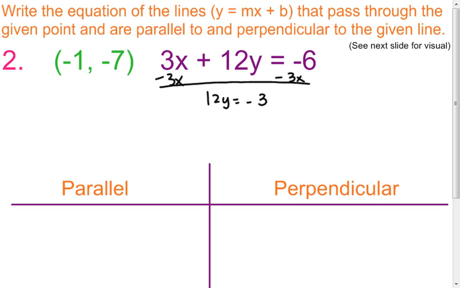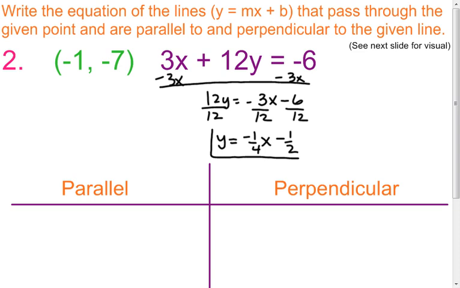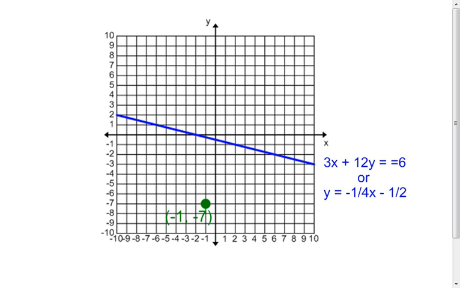And then I have 12y equals negative 3x plus 6. And then I would divide by 12 all the way across. And I'll get y equals negative 3 over 12 reduces to negative 1/4. 6 over 12 reduces to 1/2. So this is the original line, okay? The absolute only reason you use that original line is to find the slope, okay? So here we go. If I were to graph that, that's this blue line right here.